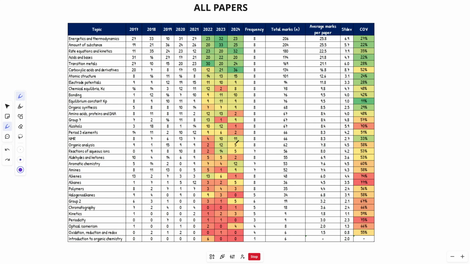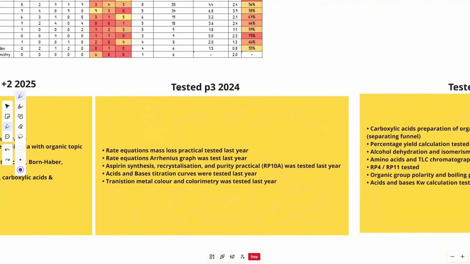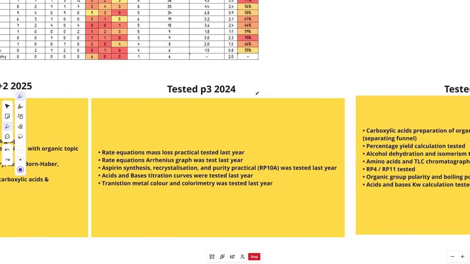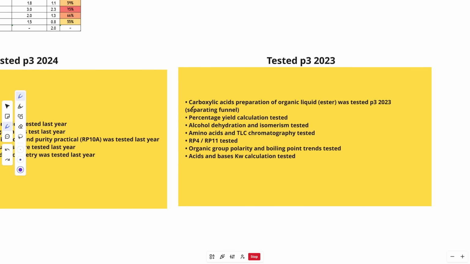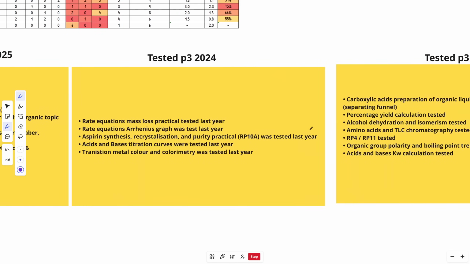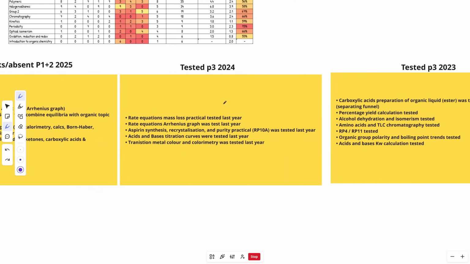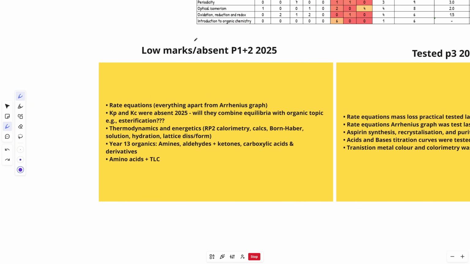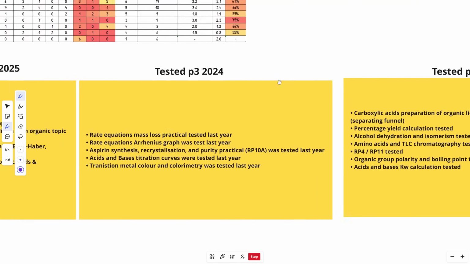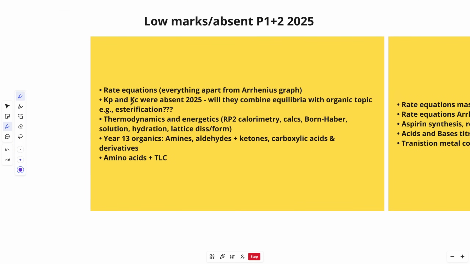Okay, so now what we're going to do is look at the stuff that was tested in paper 3 2024, and tested in paper 3 2023. So these are obviously discrete, 2 separate things. It's not like they were tested in both papers, right? And then also low marks or absent this year so far. Okay, so let's go into this straight away, because there's been a few things that were just low or really weird out of AQA.